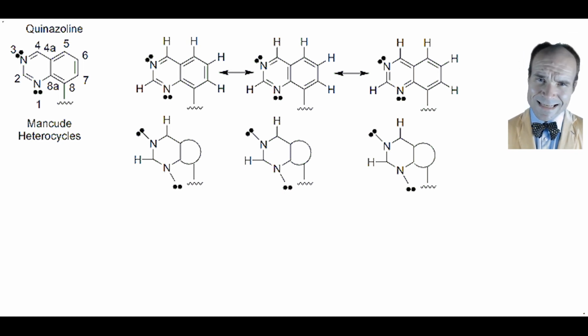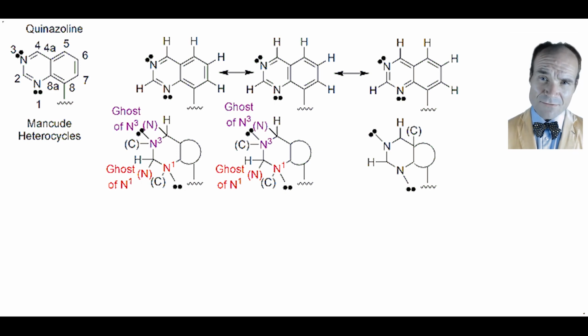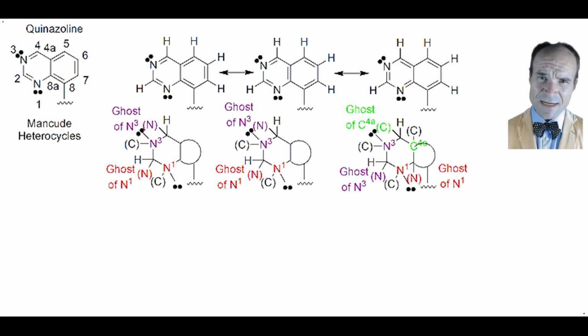With the left and center resonance structures, the sources of the ghost atoms found at positions 2 and 4 are the same, namely nitrogen 3 and nitrogen 1. But in the right resonance structure, position 4's ghost atom's source is carbon 4A, whilst position 2's ghost atom's source is nitrogen 3. The position 8A outcome is the same as we discussed with quinoline for the same reason.